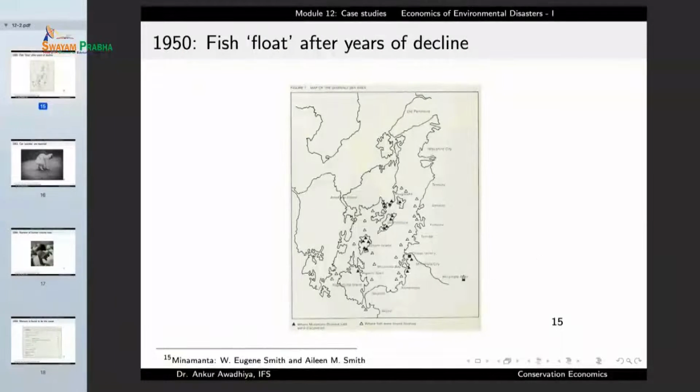Another thing that happens is that the cats in the area, so this is the water body, and all over the water bodies, we are finding that the fish are dying. Inland, what we are finding is that at all these locations, we are finding strange symptoms in the cats.